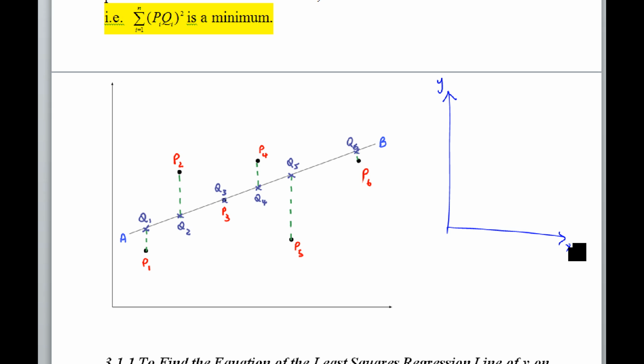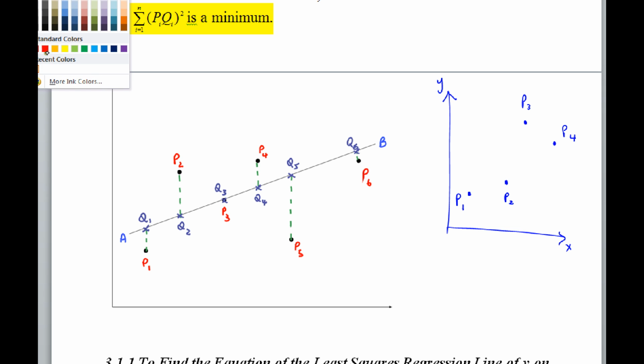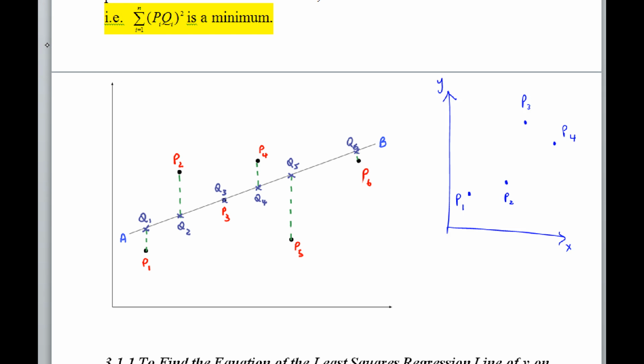Okay, science experiment. You have 1 point, 2 points. For simplicity, 4 points. I have P1, P2, P3, P4. Now you draw roughly a best fit line. The line that you draw, the red line, is such that you should minimize this distance, this distance, this distance, and this distance. If you can draw another line where those distances are smaller, then that is the line.